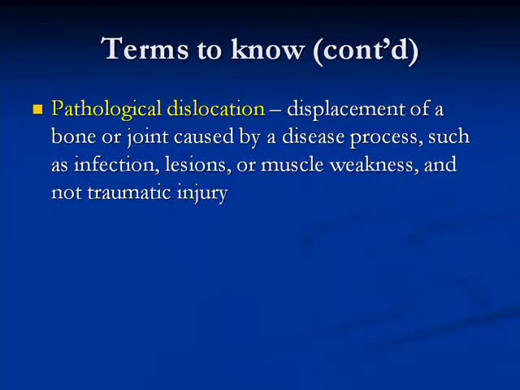Pathological dislocation, placement of a bone or joint caused by a disease process such as infection, lesion, or muscle weakness, and not by traumatic injury. That's your code 26700 and 26705.